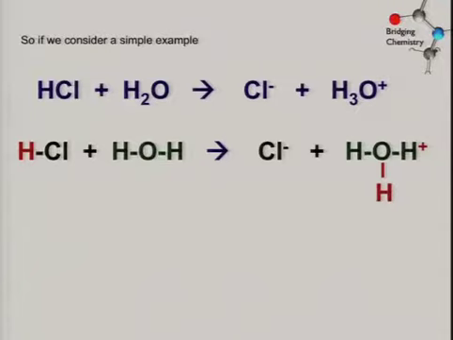So the HCl has an H attached to a chlorine, and the water's just got an oxygen with 2 hydrogens on it. What happens in the course of our acid-base reaction is that this H, which I've labelled in red here, which starts off attached to the chlorine, comes off and becomes attached to the oxygen of the water molecule. So this H is transferred, if you like, from the chlorine to the water.